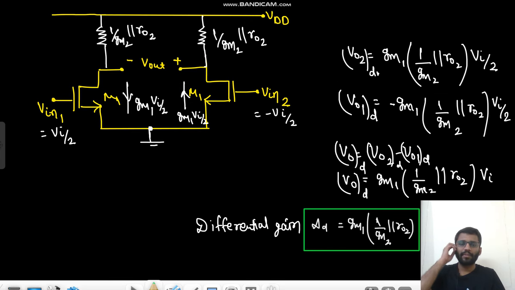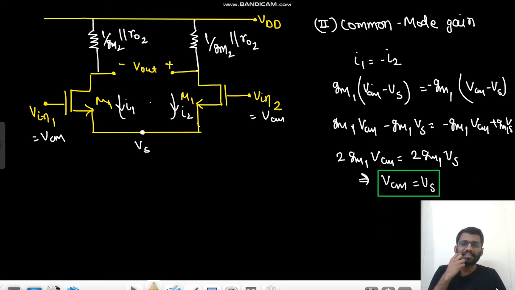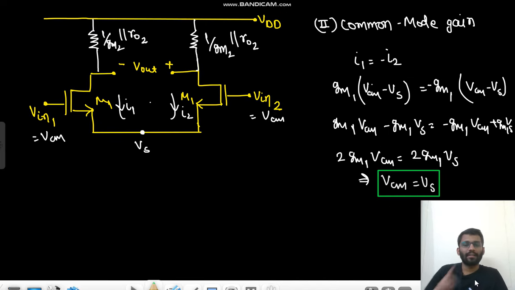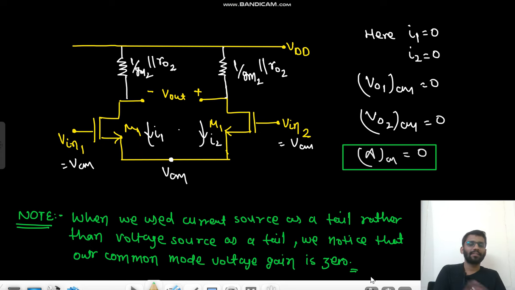Okay, when we are using voltage source, our common mode gain was this value, minus GM1 upon GM2 approximately. But when we are using current source as a tail, our common mode voltage gain is 0. So what will be preferred as a tail? Current source or voltage source? Current source, right? Because current source is giving you 0 voltage gain. So 0 common mode voltage gain, and we always want common mode voltage gain to be as low as possible.